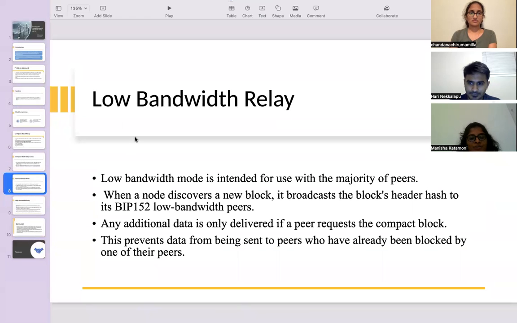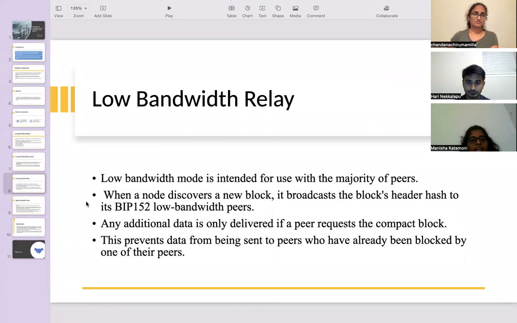Hello, my name is Manisha. I'm going to present low bandwidth mode. Low bandwidth mode is mainly utilized when the peer tends to utilize the blocks. Whenever a new node learns about a new block, it will announce the header hash of this particular block in the BIP 152 low bandwidth mode. Only when a peer requires it will the compact block relay send the additional data. Ultimately, this avoids sending redundant data to a peer who has already received the block.